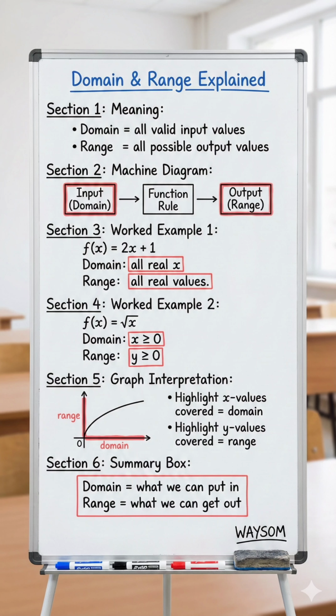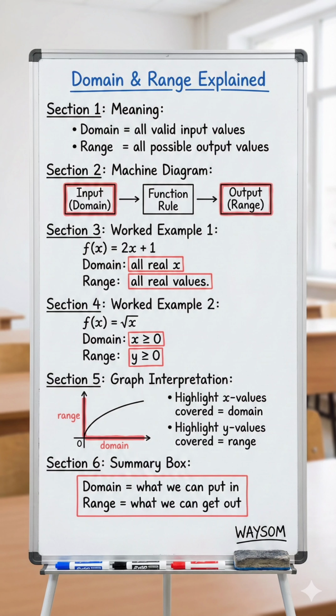Finally, look at the graph interpretation at the bottom. The highlighted x-axis arrows represent the allowed input values, the domain. The highlighted y-axis arrows represent the produced outputs, the range. This visual helps connect graph and algebra ideas.